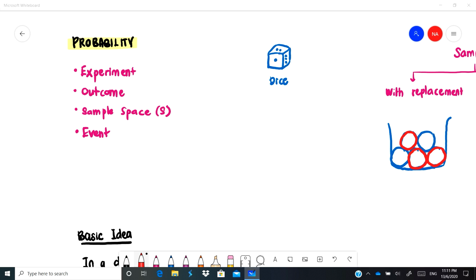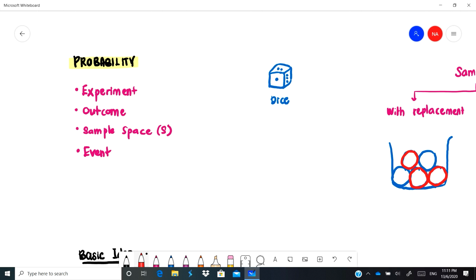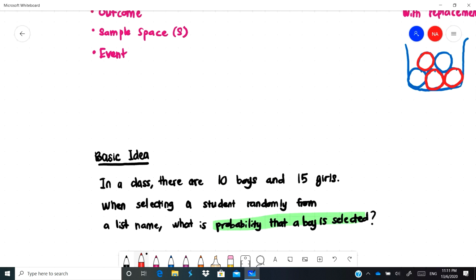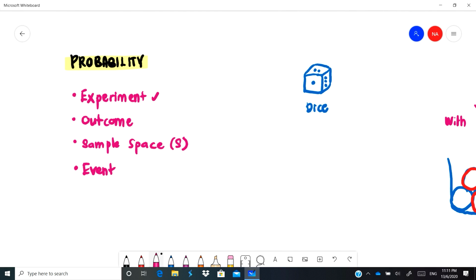Okay, so today we look at probability. In probability, there are some terms that you have to know before we proceed to the idea of what probability is. So we'll first look at the term experiment. There is a definition that you have to memorize.